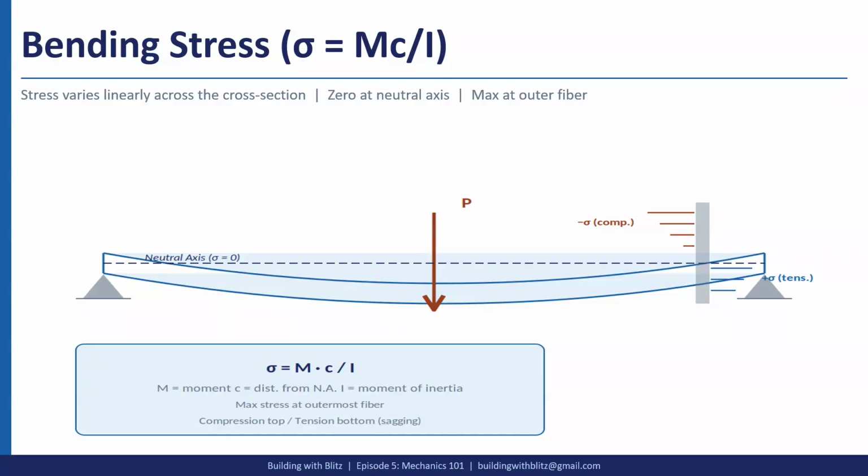So the M is the moment. Again, pretty easy to calculate. If you have uniform load, you have the old WL squared over 8, or if you have a point load at the center, it's PL divided by 4. And then the C is the distance from the neutral axis to the outermost fiber, which is where you're going to get your max bending stress, whether that be tensile or compressive.